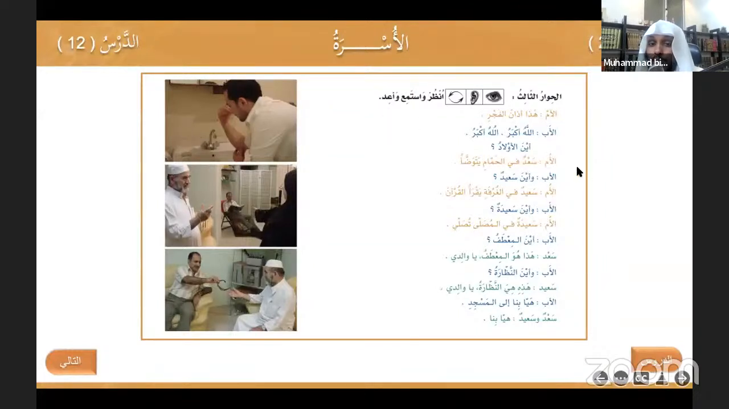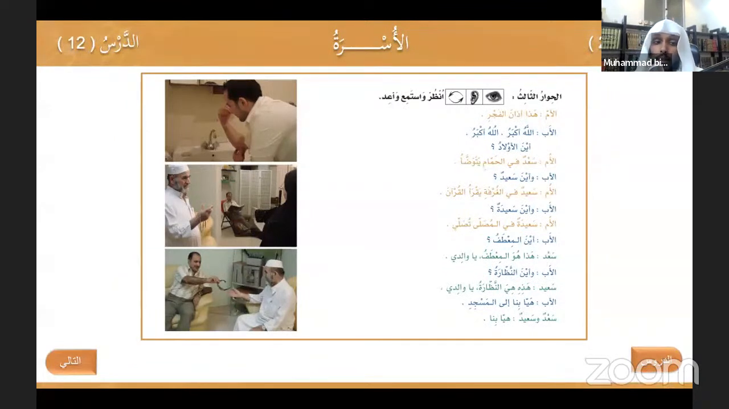So what's the main thing in this dialogue? Because every dialogue has a specific focus, if you like. The main focus in this particular dialogue is, number one, that it introduces verbs. We'll talk about that later. And also asking about something's whereabouts.